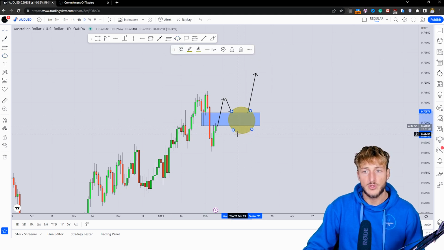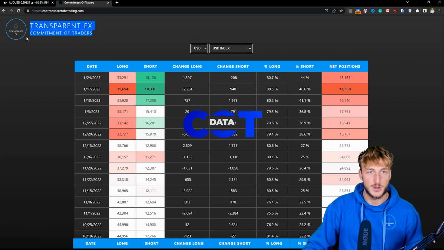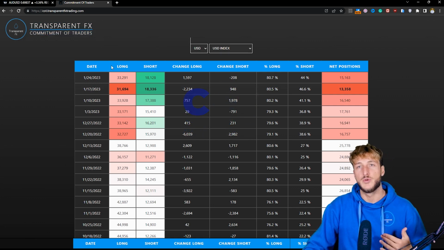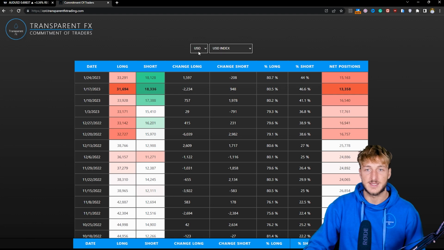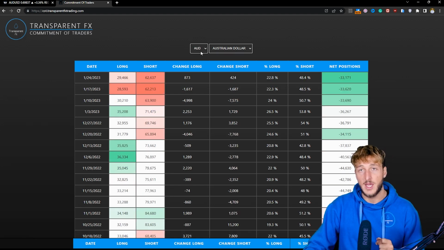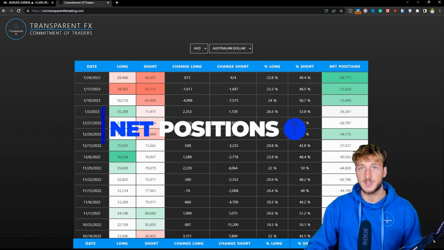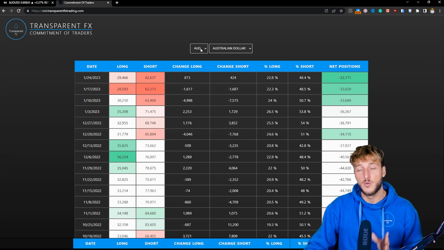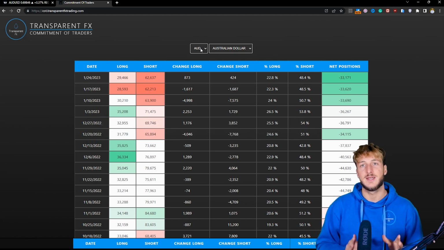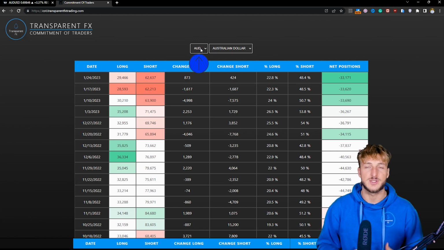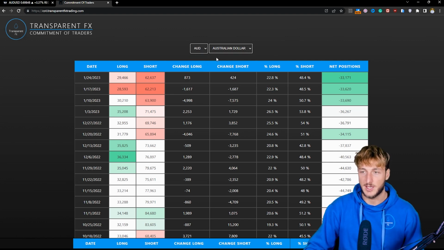Now, if we go and see what we have when it comes to the commitment of traders, so the COT data, which is what the non-commercials, so the biggest speculators in the market, are doing, and we check the data for the AUD, what we can see is that with the last reports, net positions have been increasing. Now, what we have to pay close attention to is the fact that when you're looking at the AUD, you're actually looking at AUD USD, because all currencies on the spot are traded against the USD. So if you're checking the data for the AUD, you're actually already checking AUD USD.